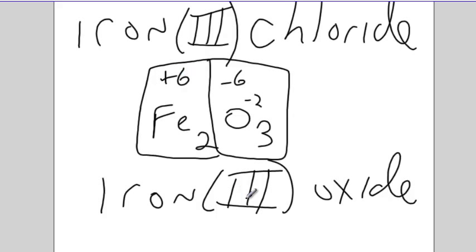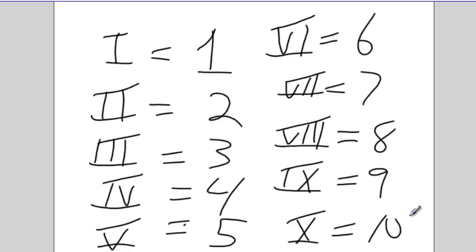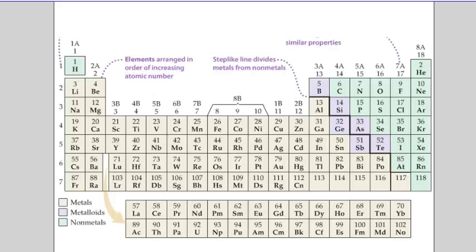The charge, you'll notice it's 3, not a 2. It's the charge of each ion, not the subscript. In case you don't know your Roman numerals, here they all are. More than you will ever need to know for this. Basically, almost everything's going to be 1, 2, 3, or 4. But there's the first 10, just in case you ever need to know that. Okay, so to review. These guys do not need a Roman numeral.